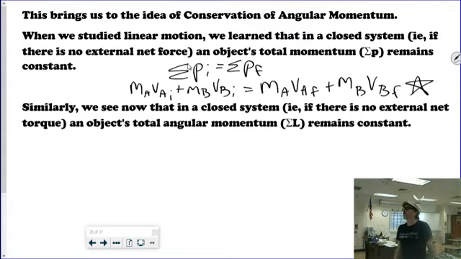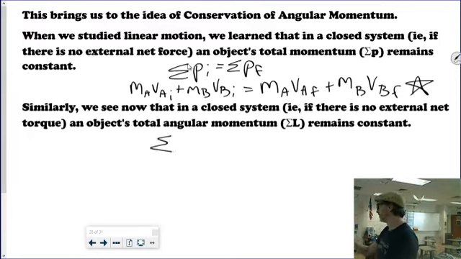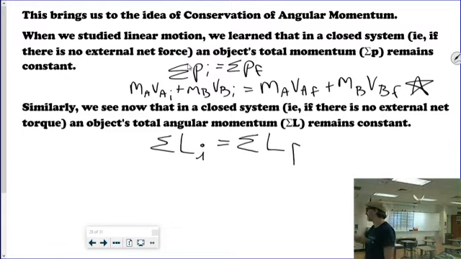So this chapter is basically going to be the same thing. The difference is this time we're talking about angular momentum. It turns out if there are no external torques, then by the exact same logic, your total angular momentum is going to be constant. So our new equation becomes this: the total angular momentum before some interaction occurs is equal to the total angular momentum after that same interaction occurs.